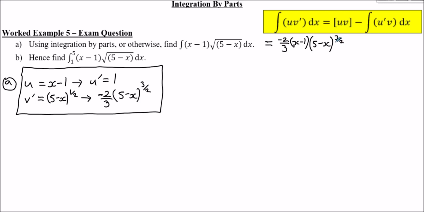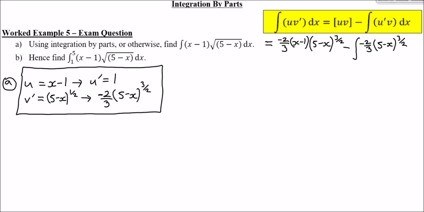And then from that, what we're going to do is take the negative integral, so minus the integral of u dashed multiplied by v. U dashed multiplied by v is just going to give us essentially 1 multiplied by negative 2/3, that becomes minus 2/3, 5 minus x to the power of 3/2.